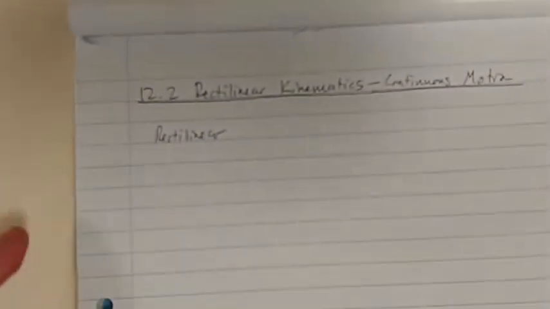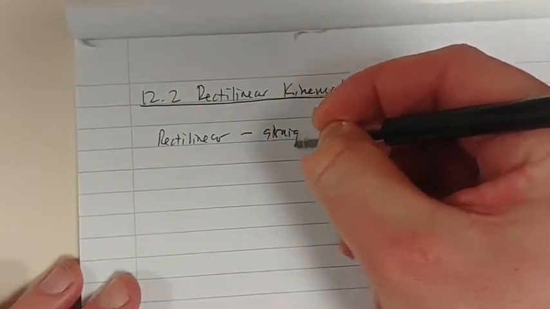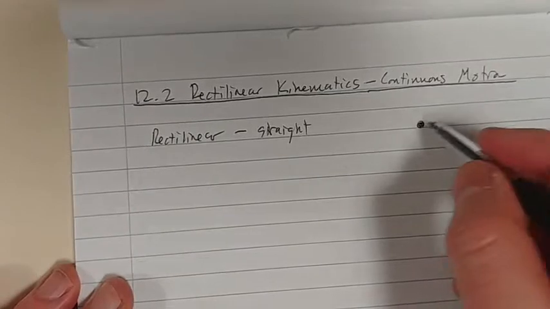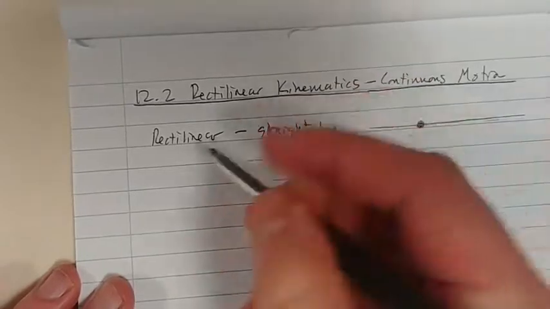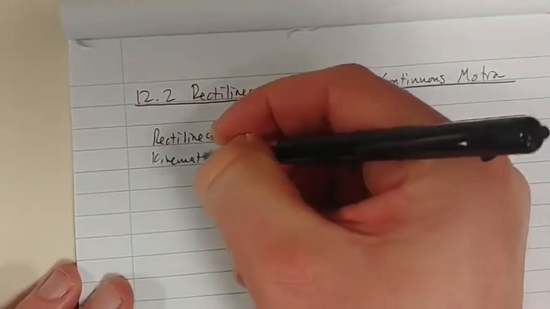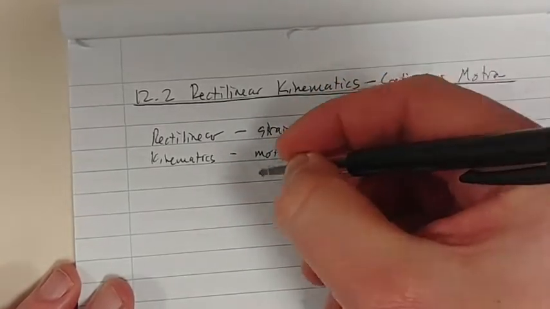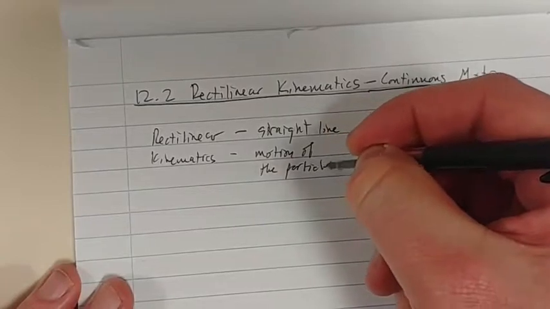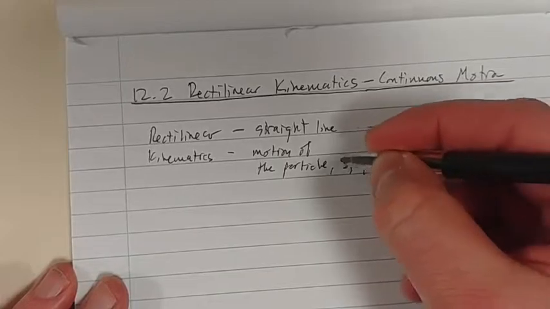So again, rectilinear. Rectilinear is straight line. We're looking at straight line. So a particle just moves in a straight line. Okay, just like that. So straight line motion. We've already seen what kinematics is. Kinematics is only looking at the motion of the particle, which means we're looking at the position. That S is defined by position, velocity, and acceleration.